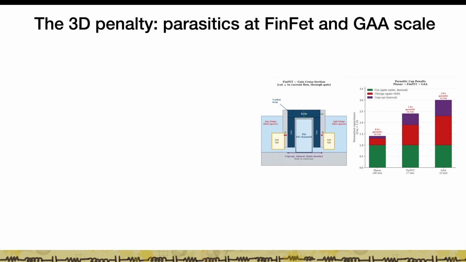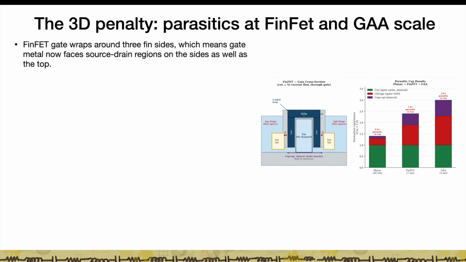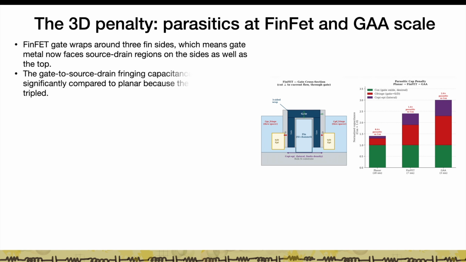Now, there's an irony in the FinFET and the GAA story that's worth naming directly. The whole motivation for moving to three-dimensional gate architectures was to increase gate control by wrapping the gate around more surfaces of the channel. That worked. But wrapping the gate around more surfaces also means the gate metal is now physically adjacent to more of the source-drain region, which means more fringing capacitance paths.